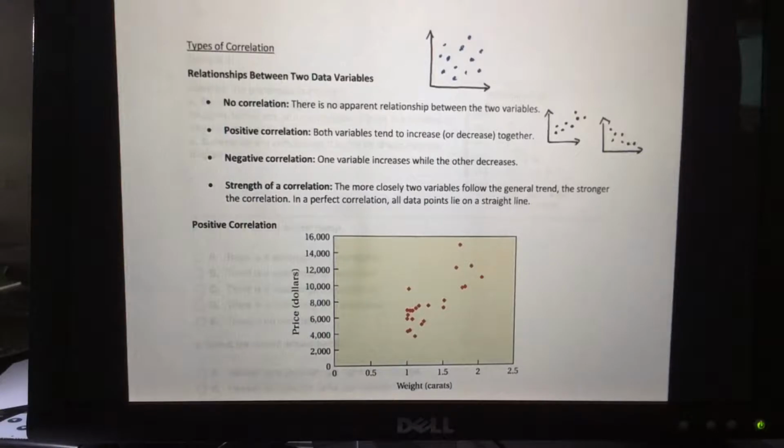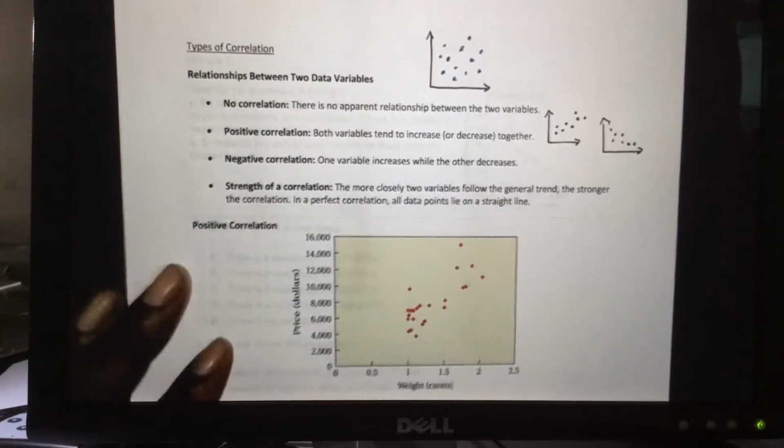And the strength of a correlation is this. The more closely two variables follow the general trend, the stronger the correlation. In a perfect correlation, all the data points will lie on a straight line. So if your points lie on a straight line, you'll have a perfect correlation.